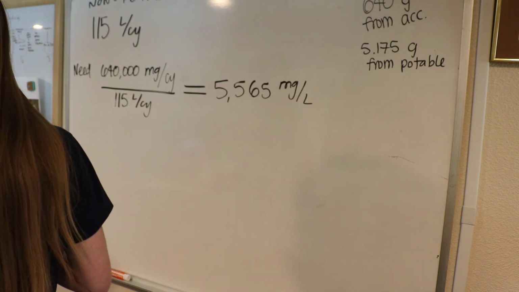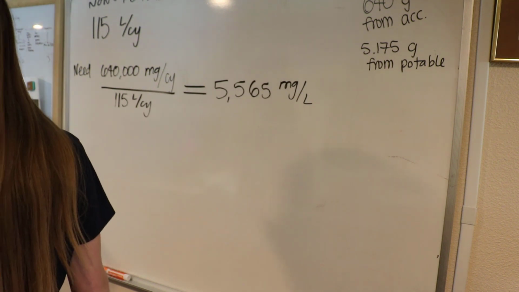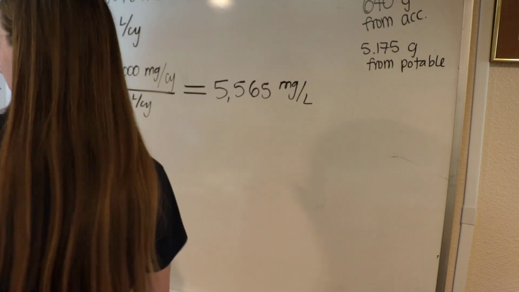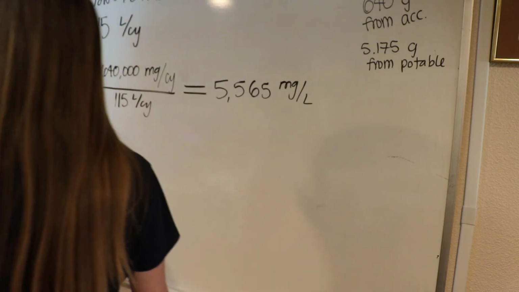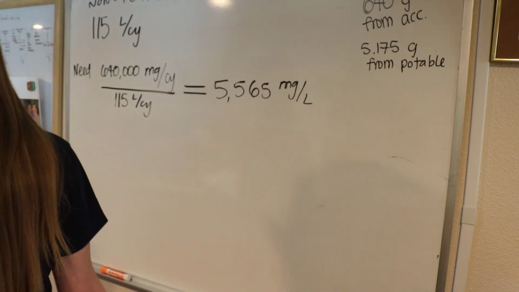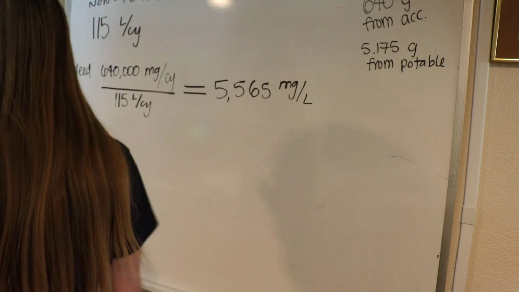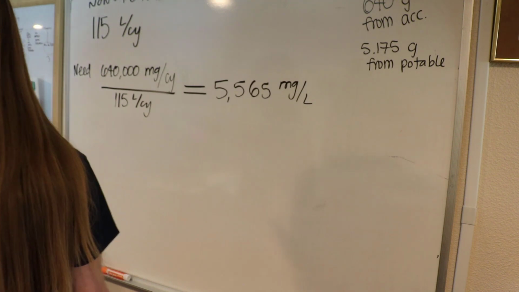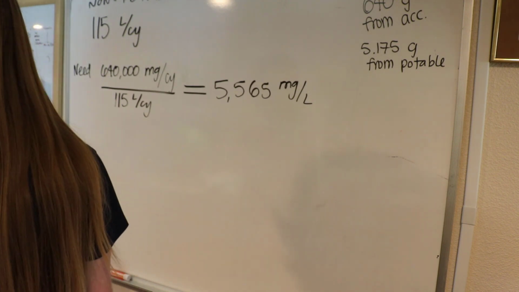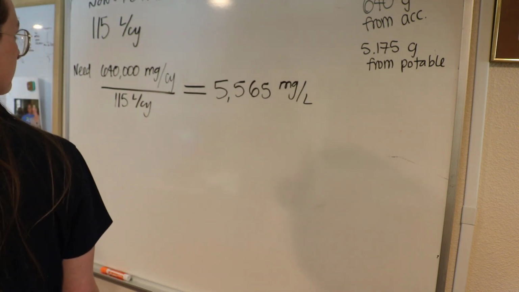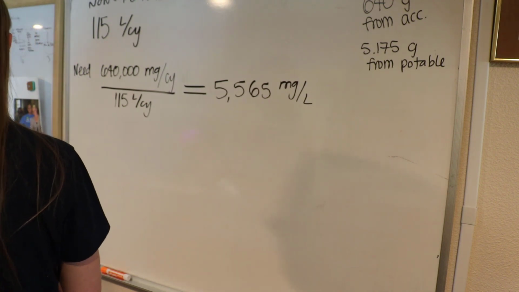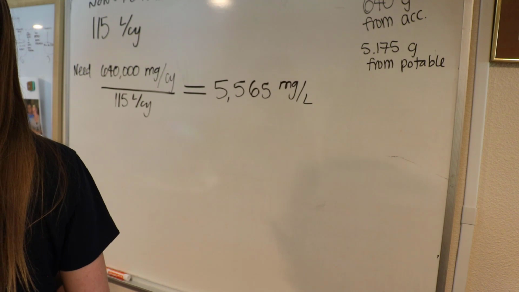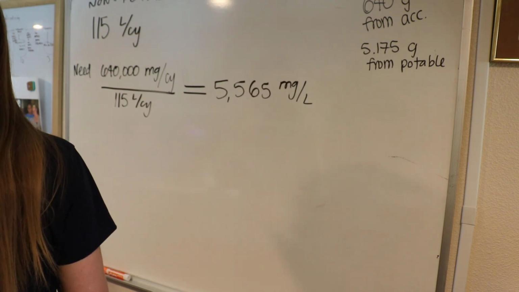5,565 milligrams per liter. Huh, that doesn't work out. 640,000 divided by 115 is 5,565. Oh, no, that's right. I'm sorry, that is right.